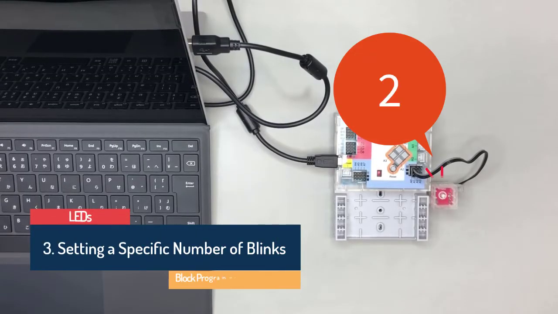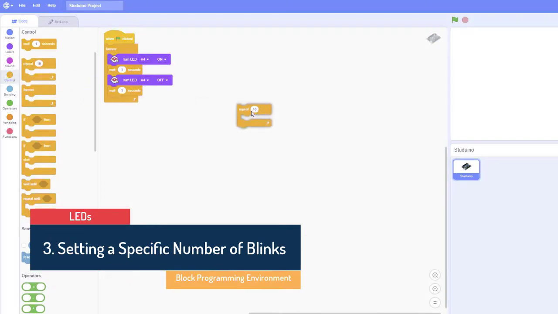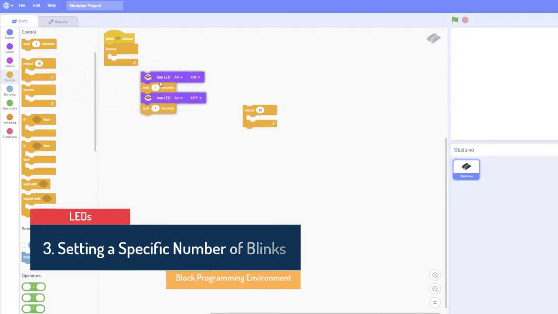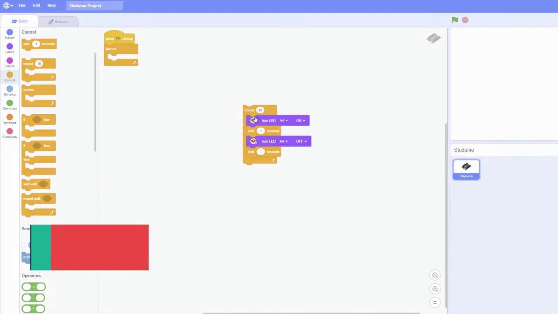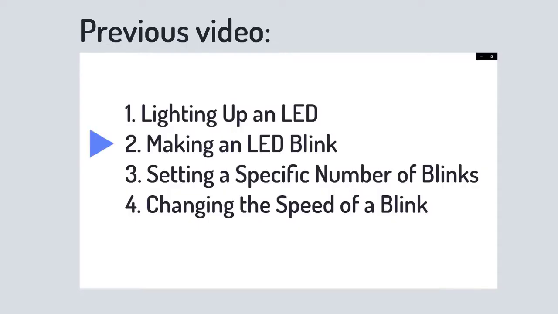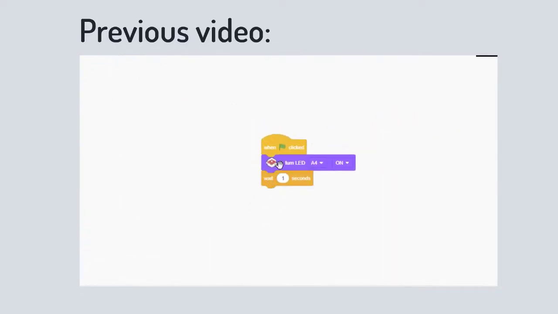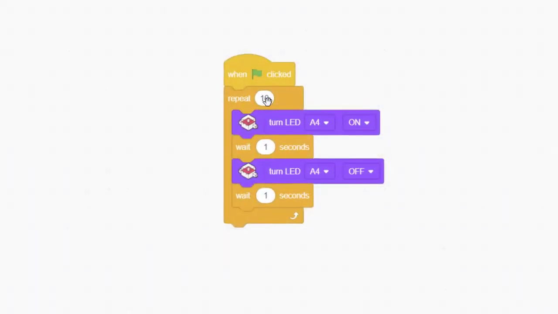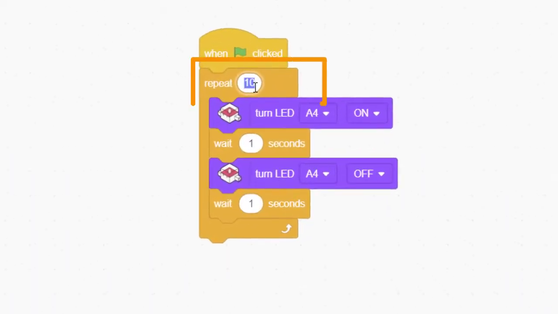Now we are going to program your LED to blink a specific number of times based on the program from before. If you haven't watched the previous video, please be sure to watch it before watching this one. This video will teach you about how to set the number of repeats by using the repeat block.